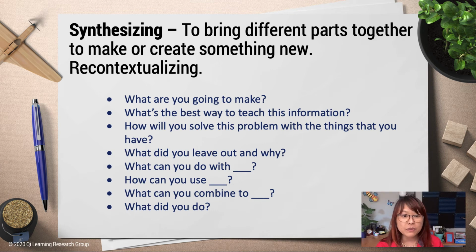So how do you solve the problem with the things you have? What did you leave out and why? What can you do with X? How can you use Y? Blanks, right? What can you combine to make whatever? And what did you do? Notice these are kind of open-ended, yes. And I wrote them vaguely to help you take some of these things and make them your own for whatever context it is.